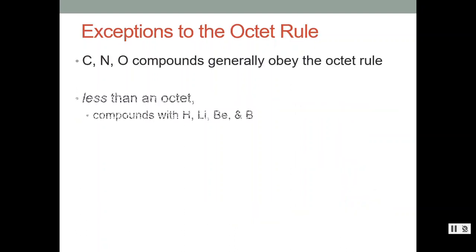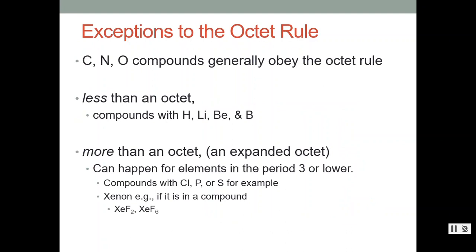Now, are there exceptions to the octet rule? Yes. Generally, carbon, nitrogen, and oxygen obey the octet rule. Don't have to worry about those. We've already encountered one exception to the octet rule, hydrogen. That's the one you'll encounter most frequently. Occasionally, you will see lithium, beryllium, and boron, due to where they are placed in the periodic table, having less than an octet.